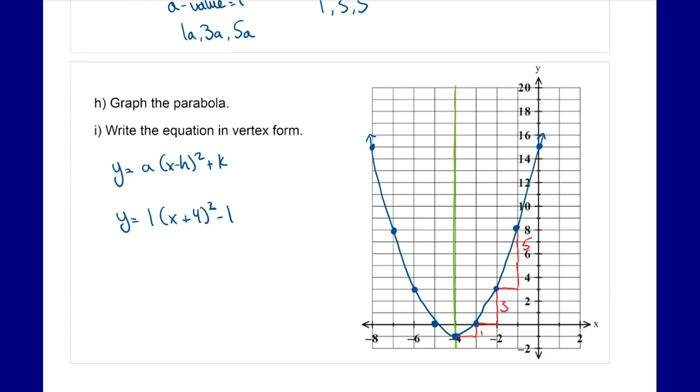Really I only need to use the step pattern to find one half of my parabola, and then I mirror it to the other side because of that axis of symmetry that goes down the middle. I can then write it in vertex form, y equals a, which is 1, in brackets x plus 4, opposite of what we see for this axis of symmetry. So instead of it being -4, in our equation it's +4, squared, and then -1, which is our k value, or that optimal value.